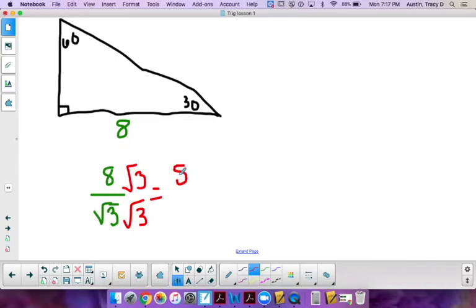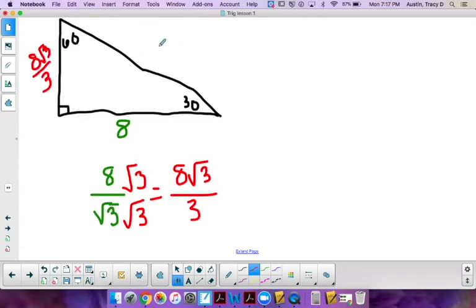That's going to be 8 times the square root of 3. And on the bottom, well, square root of 3 times the square root of 3 is the square root of 9, or 3. And that's our answer as far as what the measurement of the short side would be. So that would be 8 root 3 over 3. We're not quite done yet.